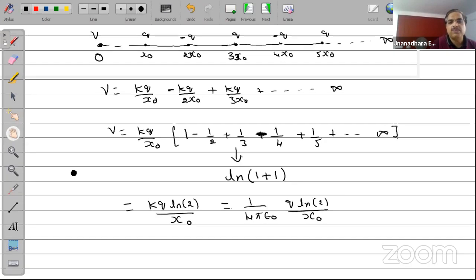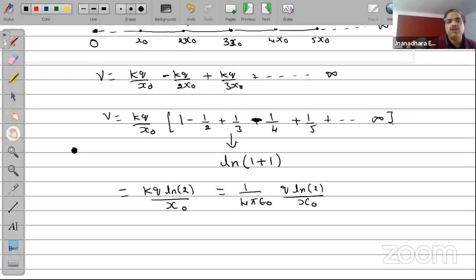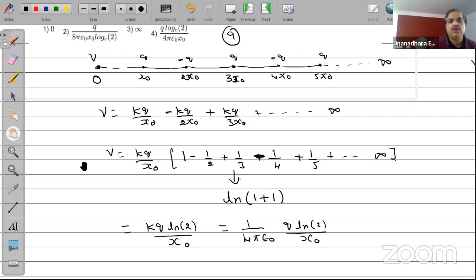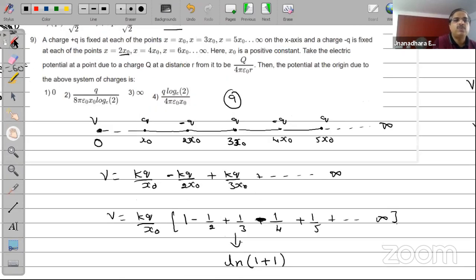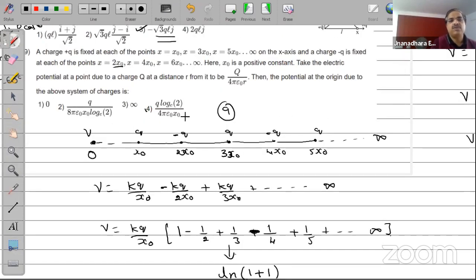Choose the option from that. It should be q ln 2 divided by 4 pi epsilon naught x0. So fourth one should be the right option.